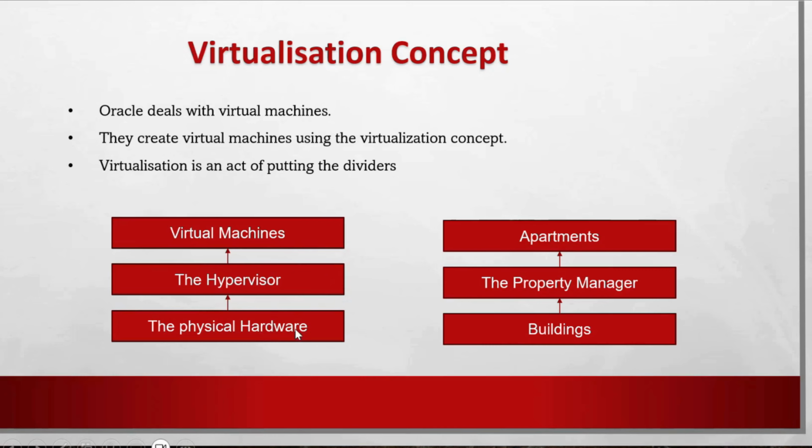Under a physical hardware, there will be a layer called hypervisor, and on that hypervisor, a virtual machine will be built. That is nothing but the virtual server. The physical hardware is nothing but the physical server, and inside that a virtual server will be there, built on a hypervisor. So this hypervisor is nothing but the divider. This is our virtualization concept, and this is exactly the way Oracle works.